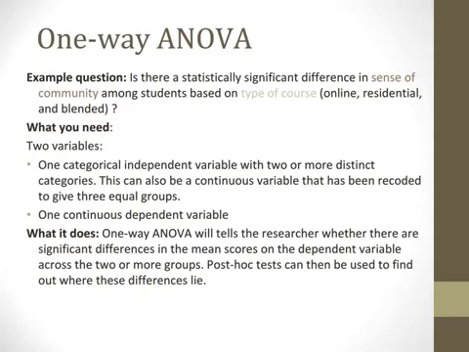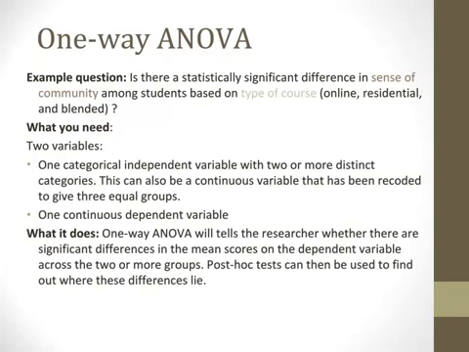Let's say, for example, a researcher randomly assigns students to different types of courses. Let's say there's an online course, a residential course, and a blended course. And the researcher wants to know if these students' sense of community within the course will differ based upon their course assignment. The researcher may ask, is there a statistically significant difference in the sense of community among students based on the type of online course they take, either online, residential, or blended?